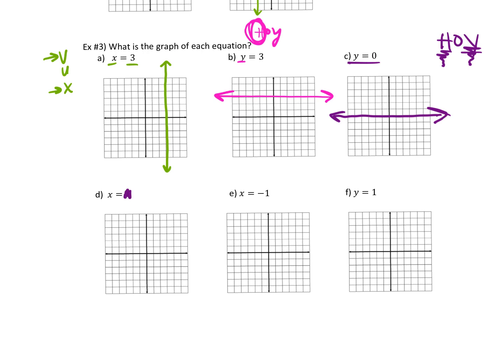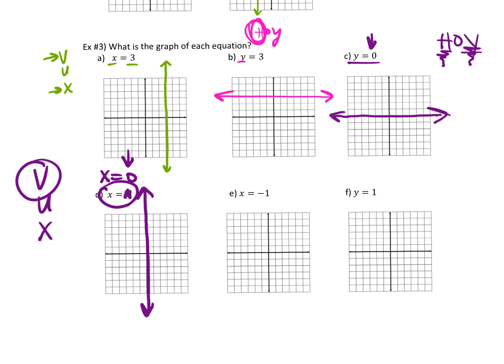You know what? I'm going to change this. So what would x equals 0 be? Change D to x equals 0 instead of x equals 4. It's vertical, right? VUX. So we know it's a vertical line at the y-axis. It's where the x value is 0. My x value is 0 right here. Okay, so if it's x equals 0 or y equals 0, your line is an axis. It's actually the opposite axis of the letter they're using, right? X equals 0 is the y-axis. Y equals 0 is the x-axis.